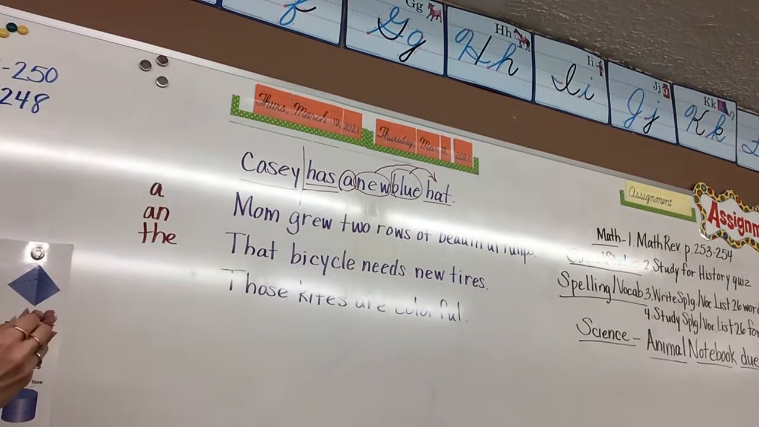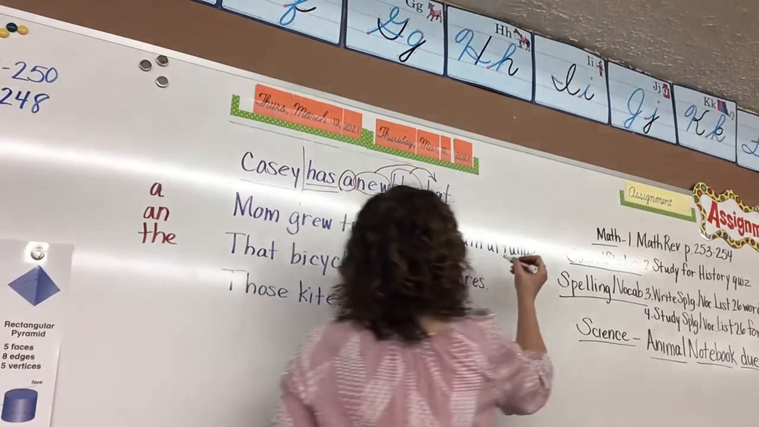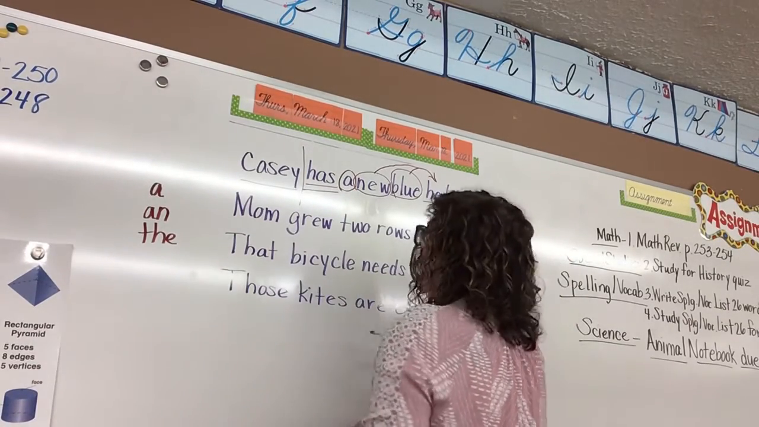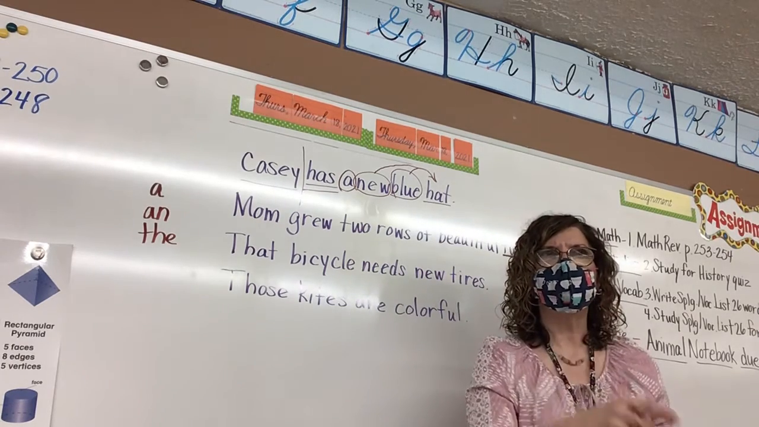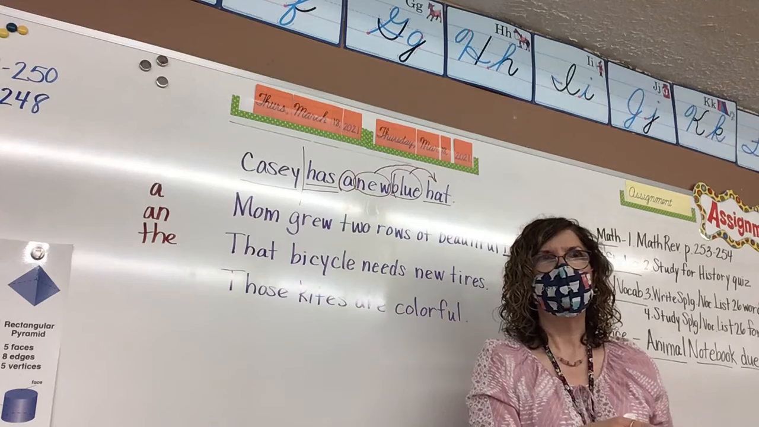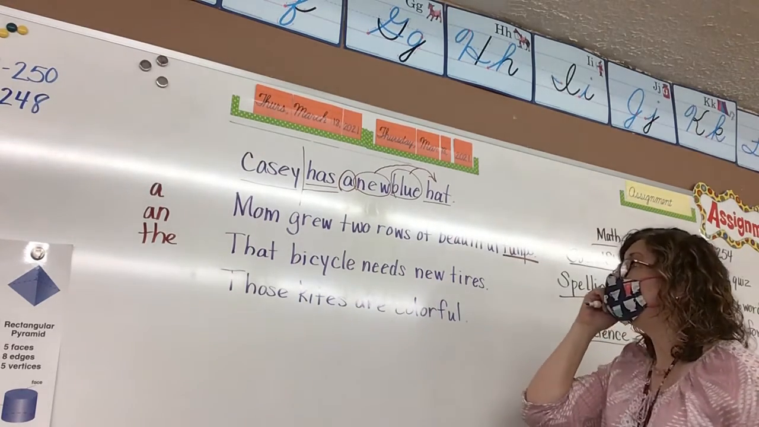All right? Next sentence. Mom grew 2 rows of beautiful tulips. Okay, Mom grew 2 rows of beautiful tulips. What's our first noun? Landon. Beautiful. Is beautiful a noun? Wait, tulips. Yeah, but that's not the first one. I agree that tulips is a noun, but it's not our first one. And I wanted to do all of them. We're going to do all of them. We're going to show that sometimes there's a noun, but it doesn't have an adjective. Okay? So I agree. Tulips is one.